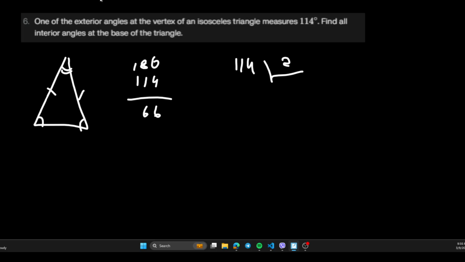Okay, so look, 2 goes into 11 5 times. 5 times 2 is 10. Minus, which is 14. 14 divided by 2 is 7. So it's 57. Now, this angle is 57. This angle is 57. This one is 66.